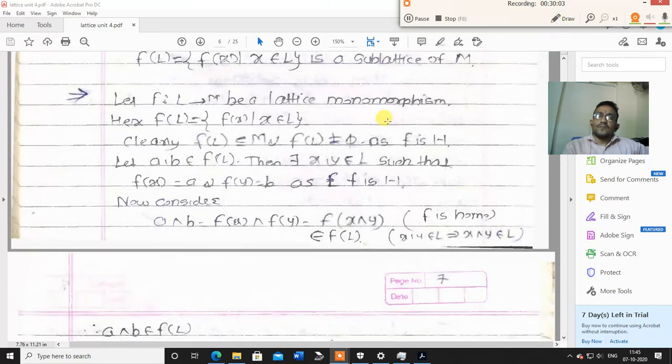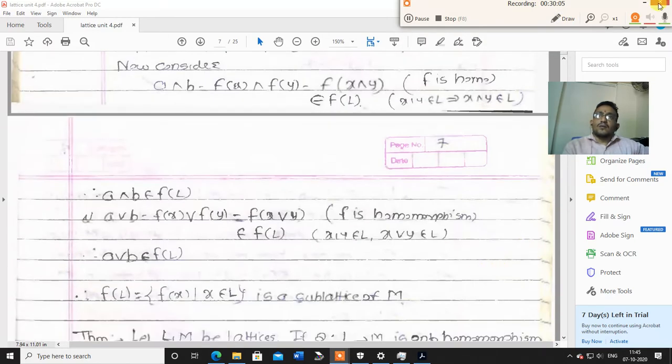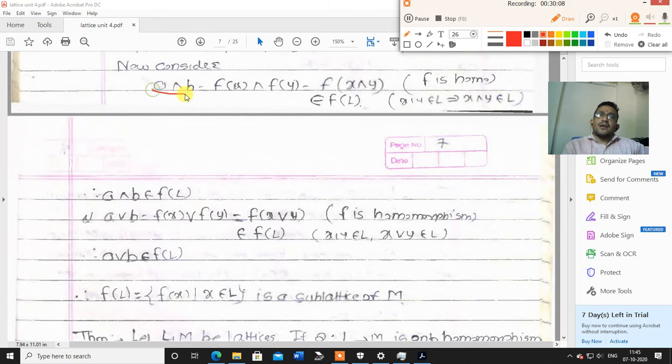Okay, so now consider A meet B. If A is equal to f of x and B is equal to f of y, you can say f of x meet f of y. What is f here? It is a meet homomorphism. So by definition of meet homomorphism, you can write f of x meet y. Okay, and if x and y are elements of L, then their meet is also an element of L, therefore we can see that A meet B is also an element of f of L.